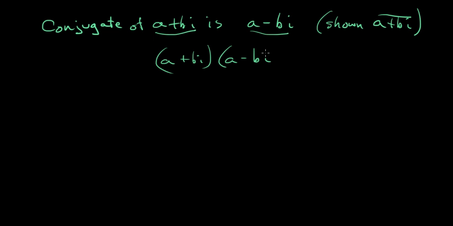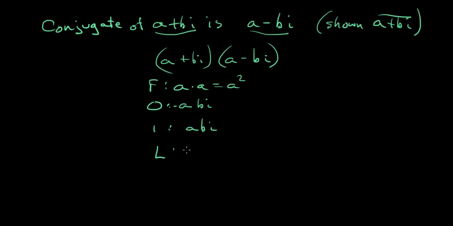So a plus bi times a minus bi. Watch what happens when we FOIL. First, a times a is a squared. Outer, a times negative b i is negative abi. Inner, bi times a is abi. And last, bi times negative bi, so that's a negative b squared i squared. Positive times a negative is negative, b squared i squared.